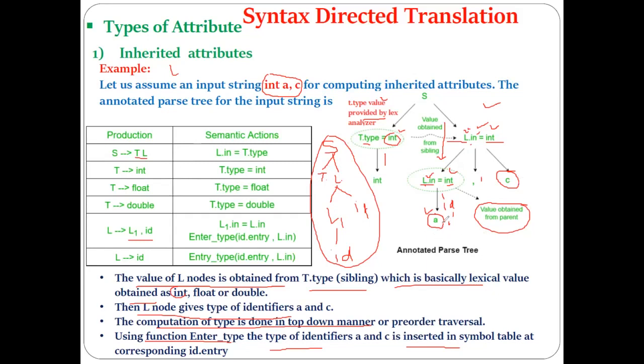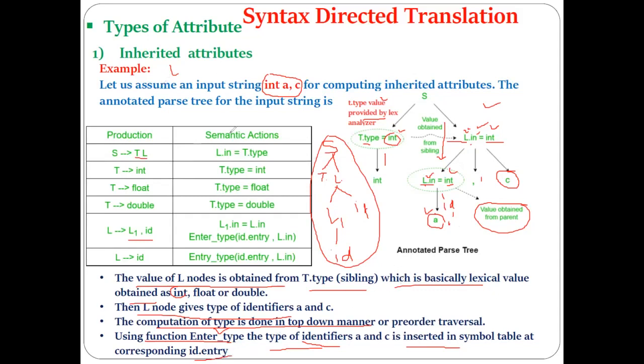Now, after doing the type checking, with the help of the given semantic action, the particular variable entry is made into the symbol table, and its type entry is also made into the symbol table. Okay, and that is being done with the help of which function? The enter type function. Here I have mentioned using the enter type function, the type of identifier a and c is inserted into the symbol table at the corresponding id.entry, means at the corresponding position. Understood.